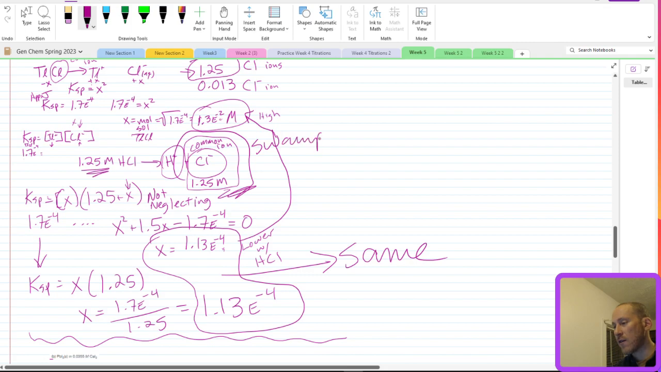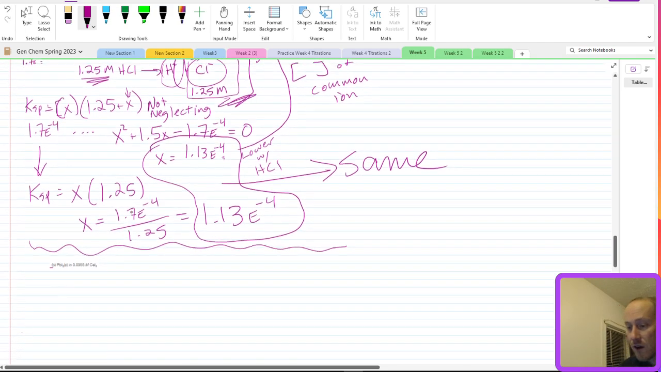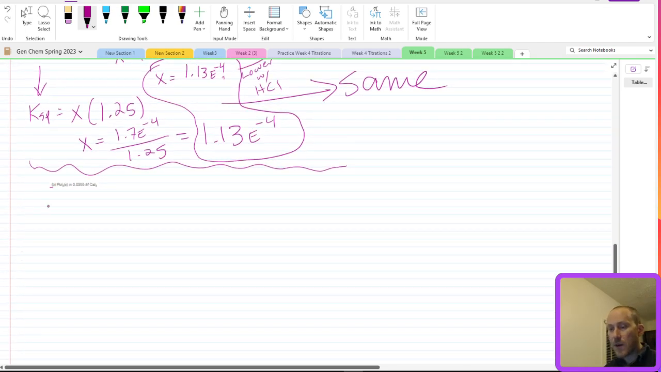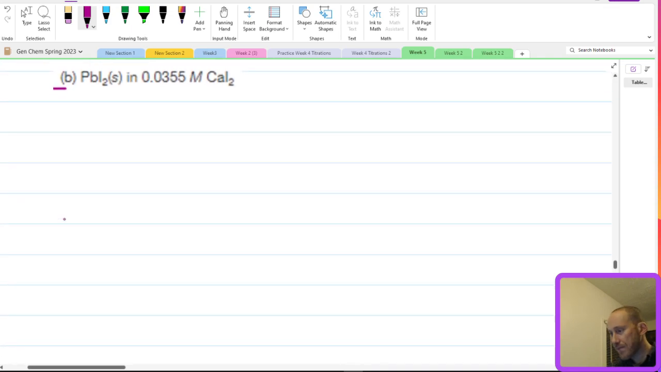So that's why, if we have essentially an overwhelming or swamping concentration, I don't know if that's actually officially swamping, but it's swamping-esque concentration of the common ion, then you can neglect or ignore the contribution to that common ion from the thing you're dissolving.